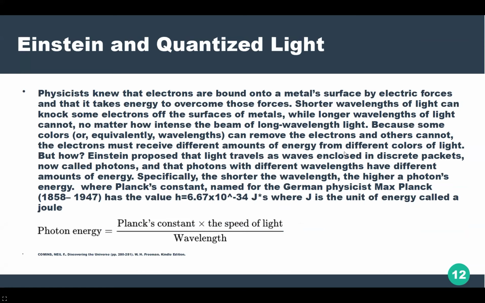Specifically, the shorter the wavelength, the higher a photon's energy, where Planck's constant, named for German physicist Max Planck, has a value of h equals 6.67 times 10 to the negative 34 joules times seconds, where joules is the unit of energy. The photon energy is equal to Planck's constant times the speed of light over the wavelength, or h times c over lambda. Equivalently, because the wavelength is related to frequency, this can be written as h times f, or Planck's constant times frequency.